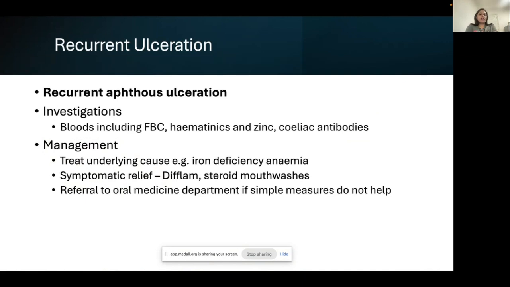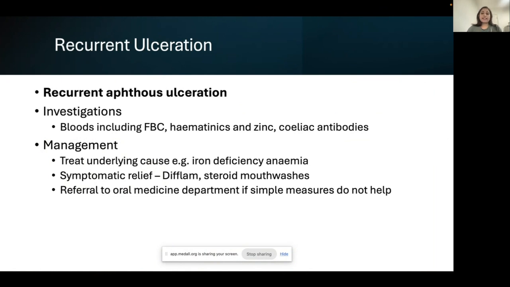So recurrent ulceration. I'm sure we all know people who get loads and loads of mouth ulcers, and the proper term for it is recurrent aphthous ulceration. Now, the most important thing with this is to do some investigations. Often these can be linked to iron deficiency anemia. So you need to do an FBC and iron studies, full hematinics, because low B12 or folate can also cause this. Low zinc can cause it as well.